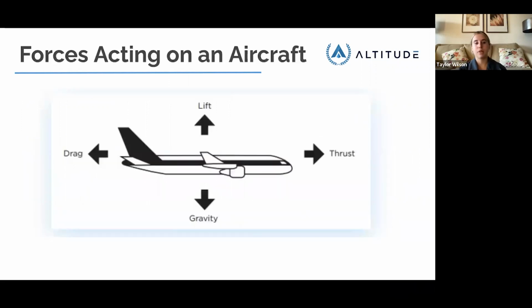All right. Then we have our forces acting on an aircraft. So we just talked about lift. That's our force up here on the top. We have thrust, which is going to be that force pulling our aircraft forward. Gravity is our weight, and that's opposing lift. And then we have drag, which is opposing thrust.